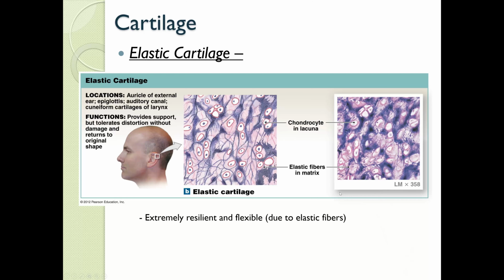Elastic cartilage is extremely resilient and flexible, and this is because it has those elastic fibers which can be stretched and then will recoil back to their original shape. And in the slide, you'll be able to actually see the elastic fibers running between the areas of the lacunae. So the elastic fibers are visible between the lacunae on the stained slides.